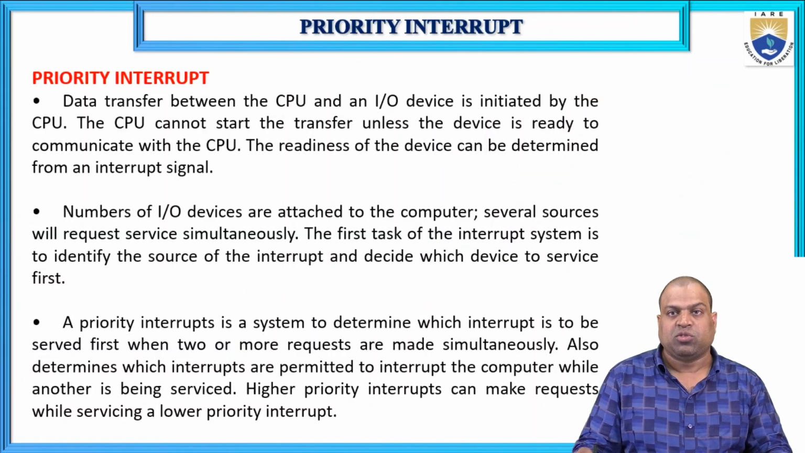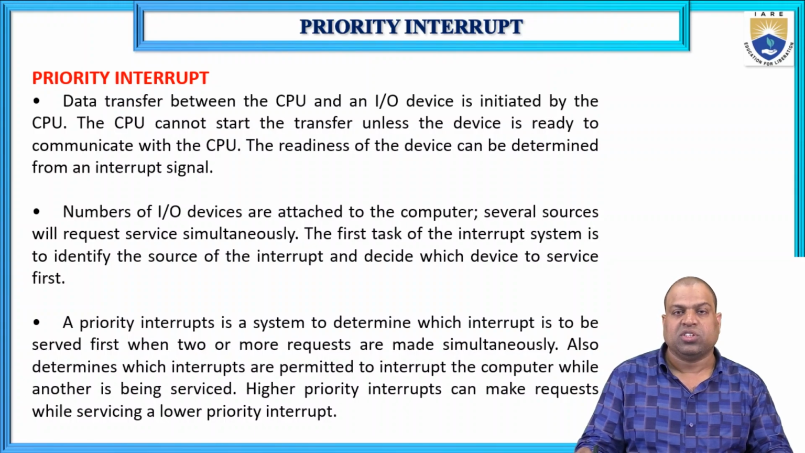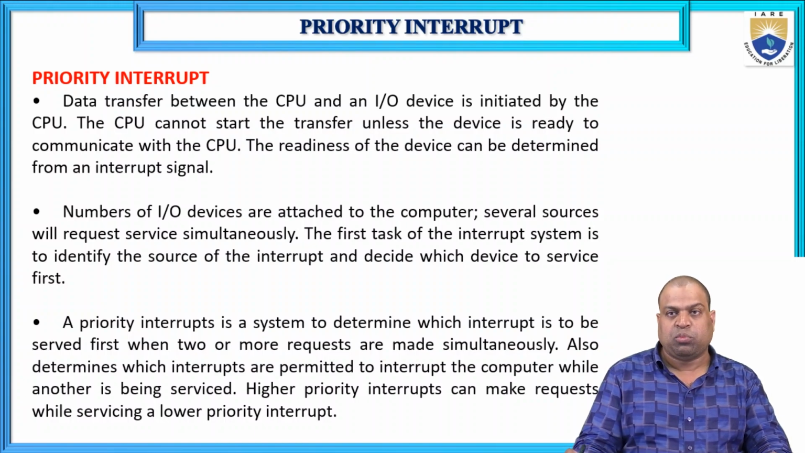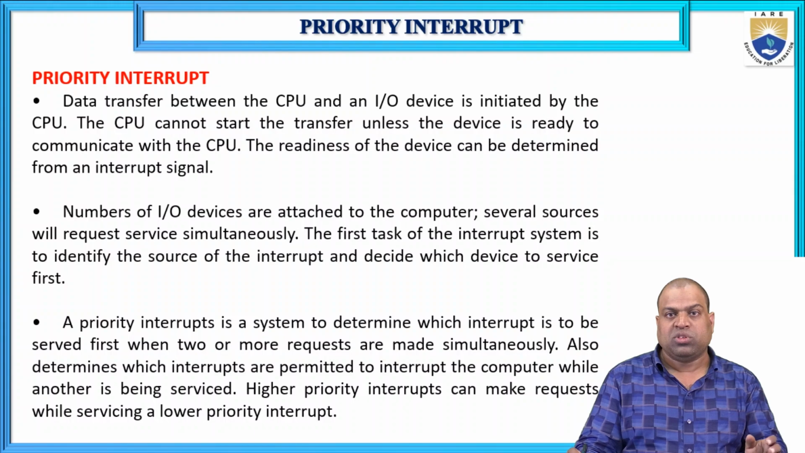The data transfer between the CPU and an input-output device is initiated by the CPU. The CPU cannot start the transfer unless the device is ready to communicate with the CPU. The ready state of the device can be determined from an interrupt signal. When the interrupt signal comes, we have to stop that program, and then the previous program will continue. That is the interrupt signal.